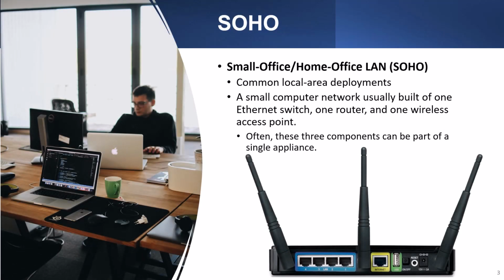Small Office Home Office LAN, or SOHO, is a common local area deployment. As the name indicates, it is found in small offices or home offices. It is a small computer network usually built of one Ethernet switch, one router, and one wireless access point. Often, these three components can be part of a single appliance.